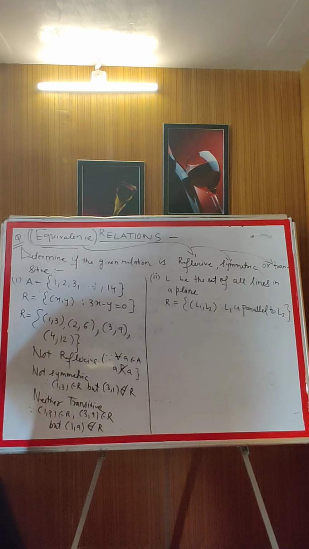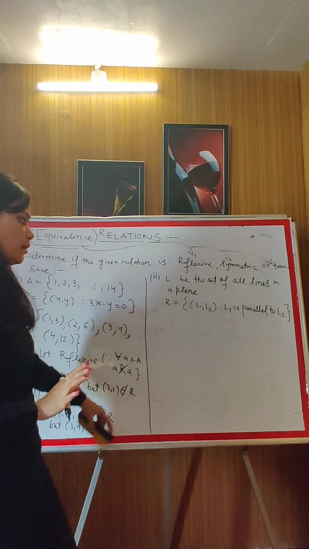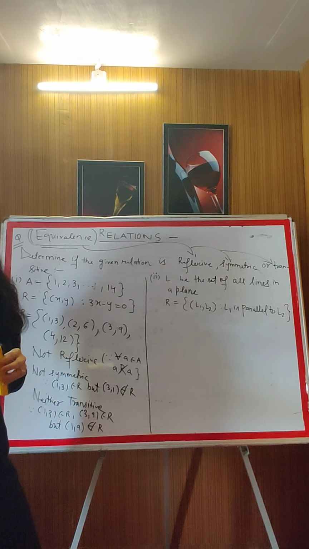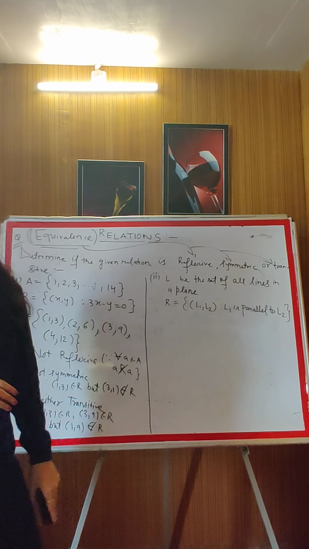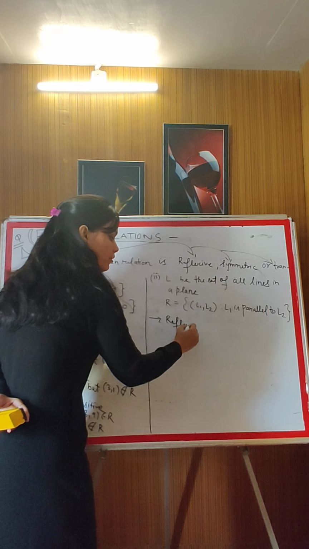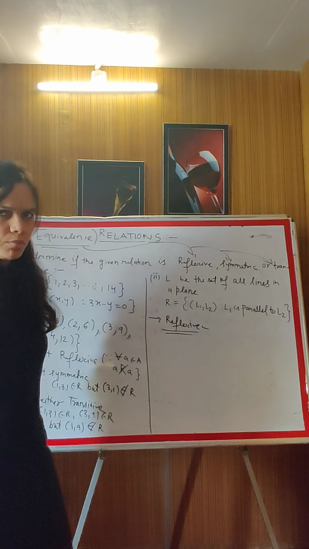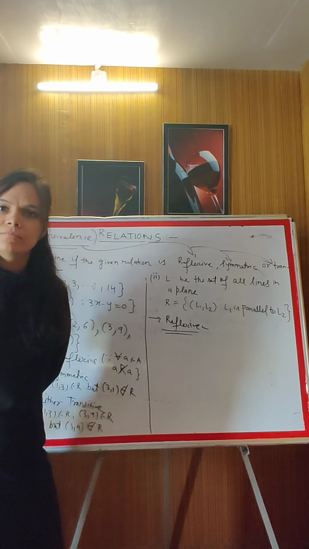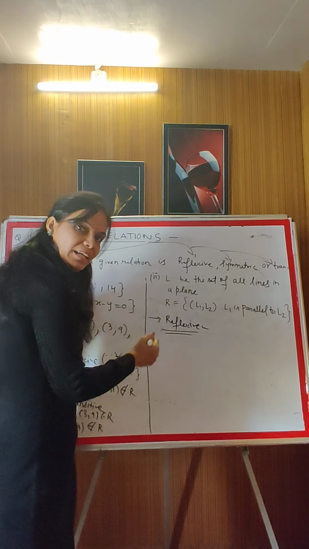The next problem is: let L be the set of all lines in a plane, and the relation is the set of all pairs of lines such that one line is parallel to the other. Let's discuss it one by one, starting with reflexivity. If we choose any line on the plane, is this line not parallel to itself? Yes, it is. Every line in the plane is parallel to itself. Therefore, it is reflexive.